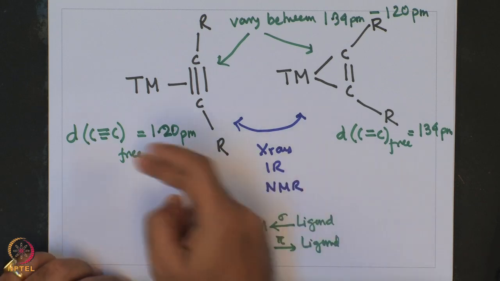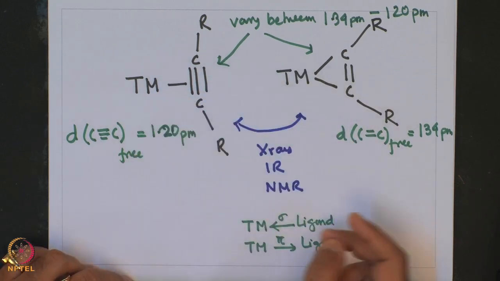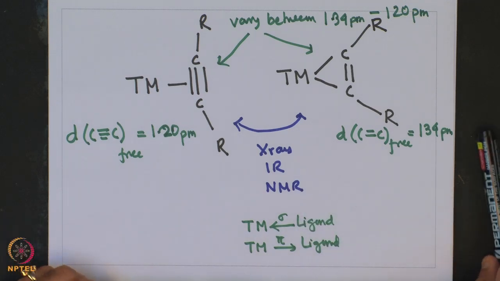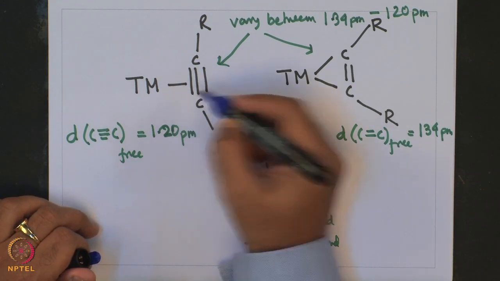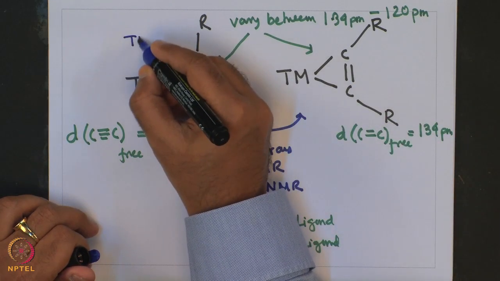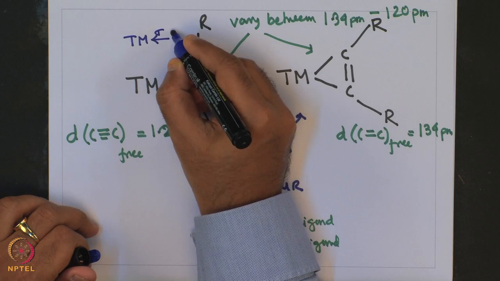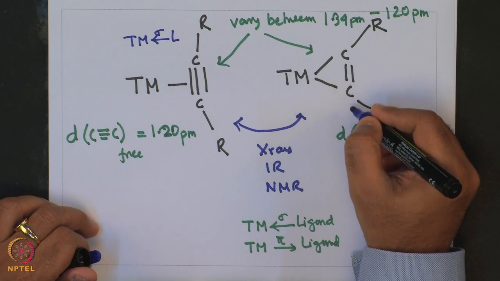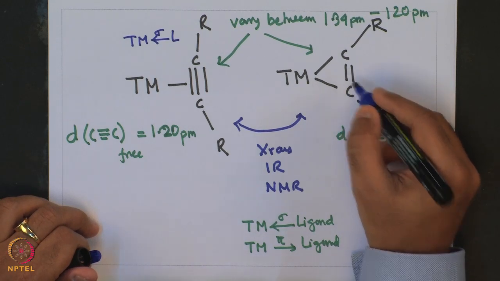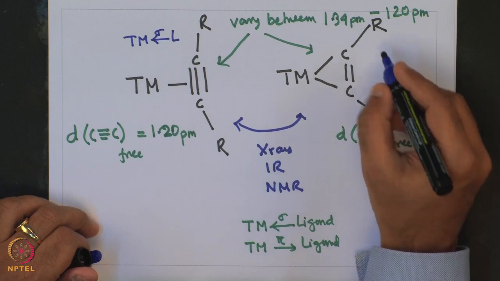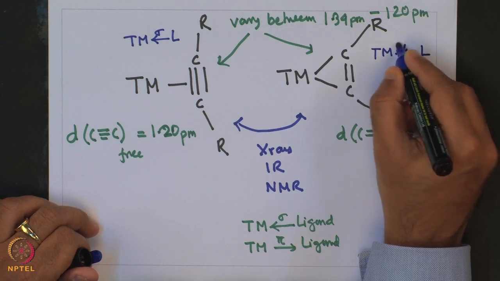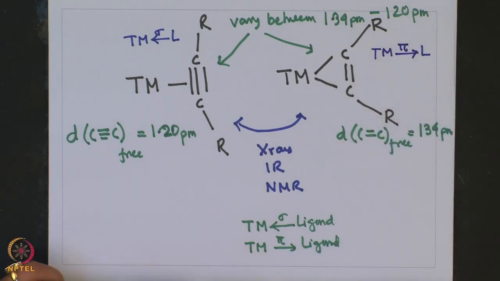So, depending on the kind of interaction, which is the forward sigma donation and the pi back donation, these can vary. One can see that the structure where the acetylene triple bond is retained can be viewed as ligand to transition metal sigma interaction, and in the other canonical form the CC double bond structure is retained. So, there is a significant amount of pi back donation. This indicates a predominance of transition metal to ligand pi interactions.